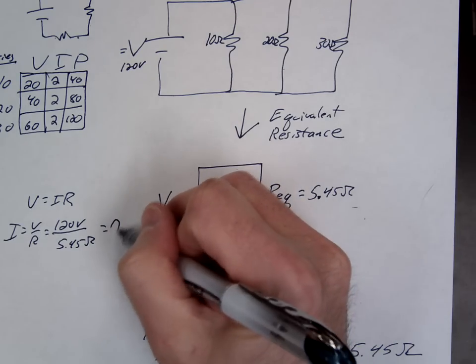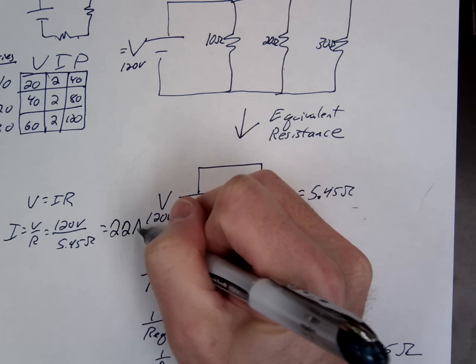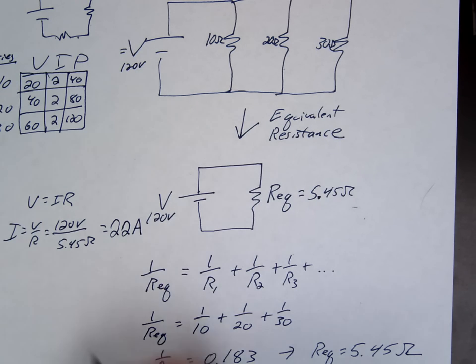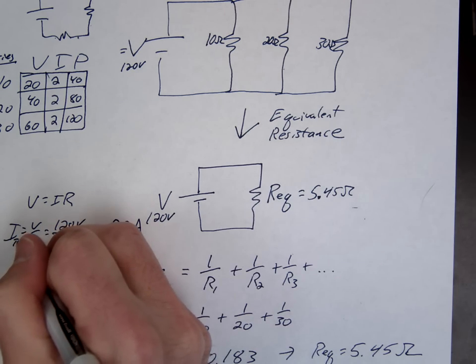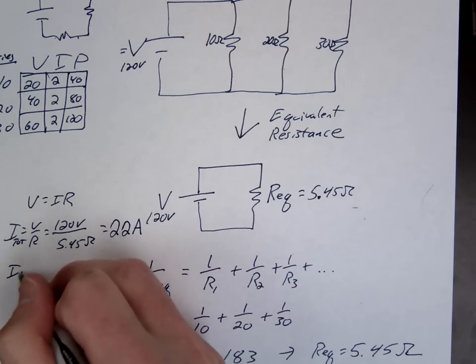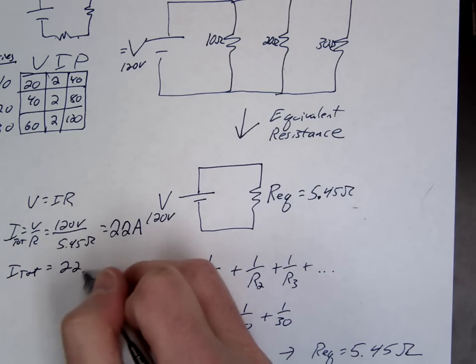Is that 22? Okay, so that means 22 amps. So this would be my I total. I total of the circuit equals 22 amps.